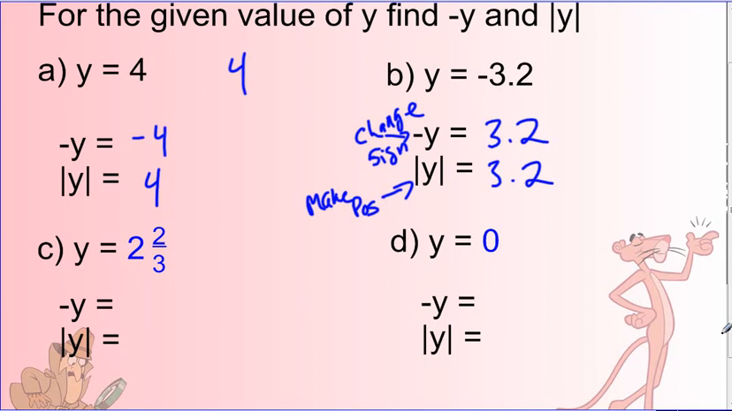All right, letter C. The opposite of this, well, this is a positive, so the opposite would be a negative, so negative 2 2/3. Absolute value, better make that thing positive, so hopefully you have a positive 2 2/3 as your absolute value.